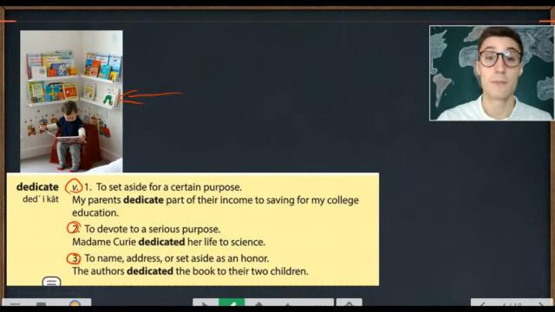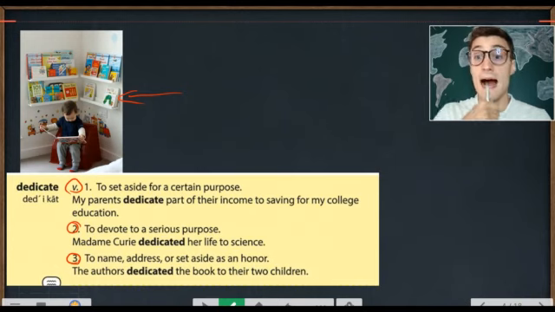The third verb meaning, to dedicate, is to name, address, or set aside as an honor. The authors dedicated the book to their 2 children. So they addressed the book to their 2 children. They dedicated it to them. If you win something, a competition, and you get a chance to speak, you can say, I dedicate this victory to my parents for helping me so much. You can use it like that.